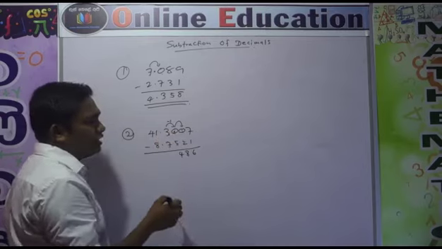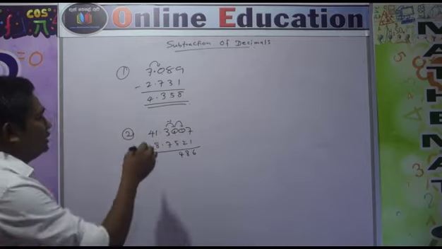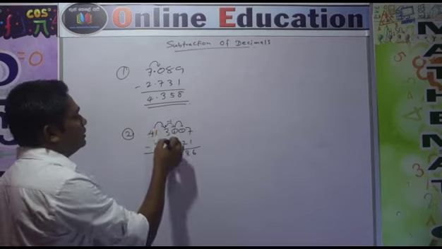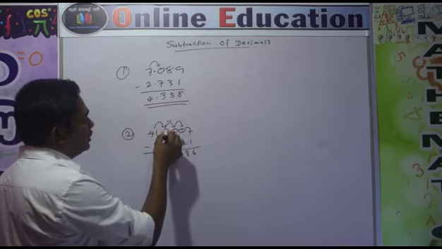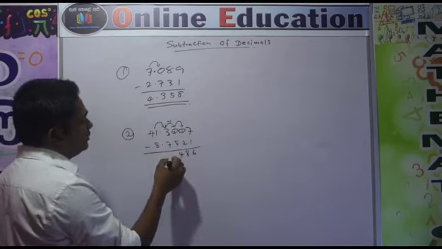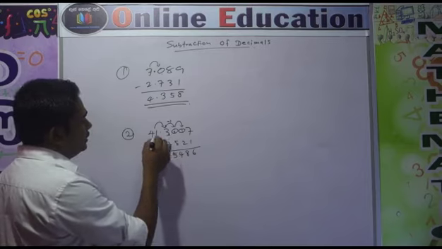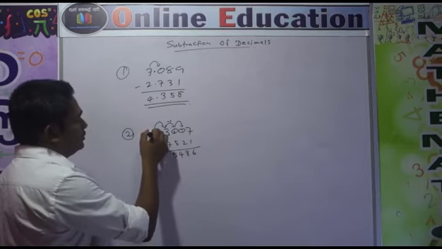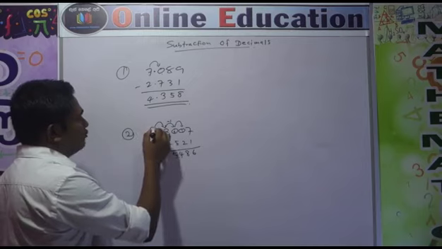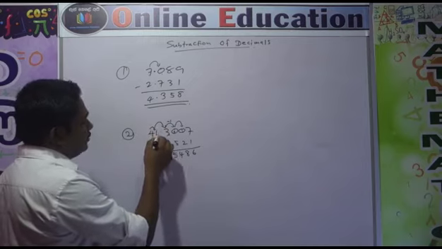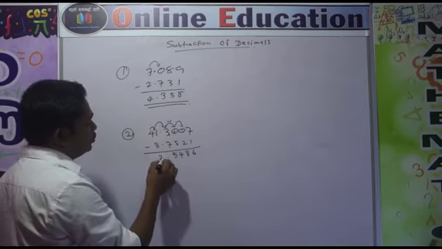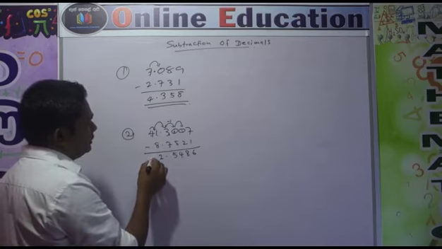2 minus 7. We can't subtract 7 from 2. We need to get 1 from here. Now here 12. 12 minus 7, 5. Here 0. You can't subtract 0. You need to get 1 from here. Now 10 minus 8, 2. Here the 3 remains.